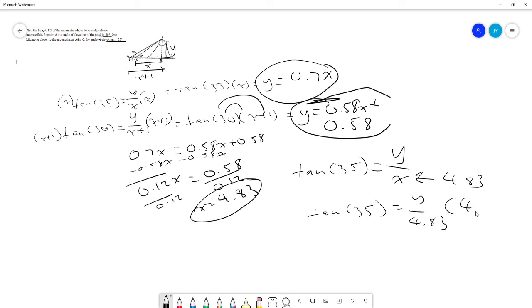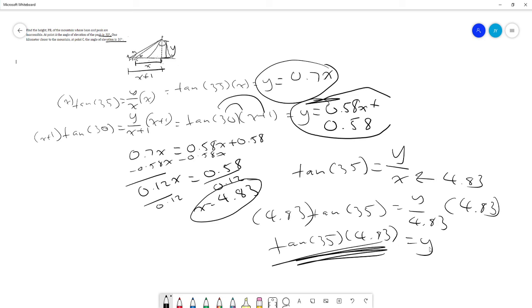So we're going to isolate it by multiplying the denominator. I'm going to get tan 35 times 4.83 equals y. Okay, so now we just solve this part out, and we will get y because y is already isolated. So it's going to be tan 35 times 4.83, which will get our final answer of y is equal to 3.38. This is going to be our length. I check back here. We see that it correlates exactly to what the question wants, which is to find the height of PB.